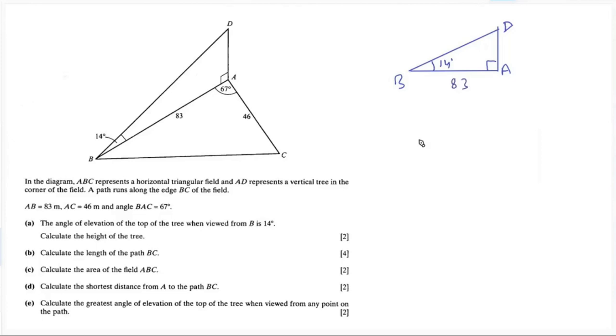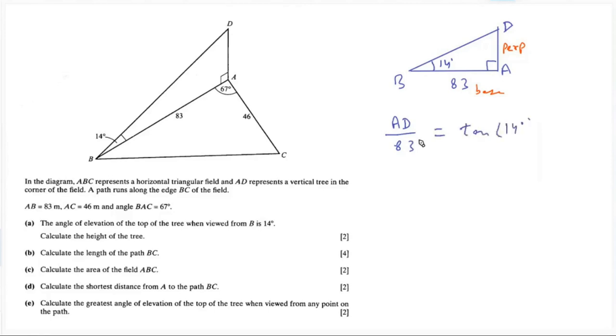So essentially you have to find the height of the tree. Height of the tree is just AD. You have to figure out AD. With respect to 14 degrees, this is your perpendicular and 83 is your base. Which ratio connects base and perpendicular? It's tan, right? Exactly. Tan connects the perpendicular and the base. So it's AD divided by 83 is equal to tan of 14 degrees.